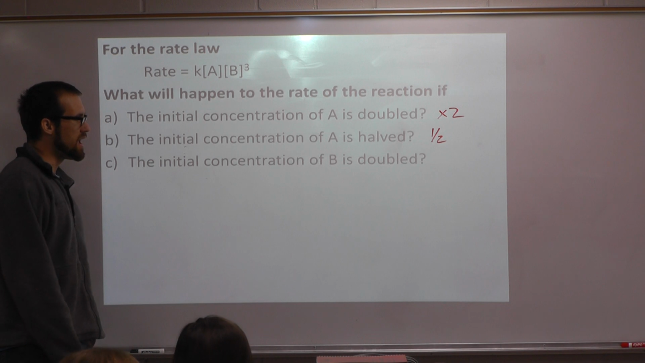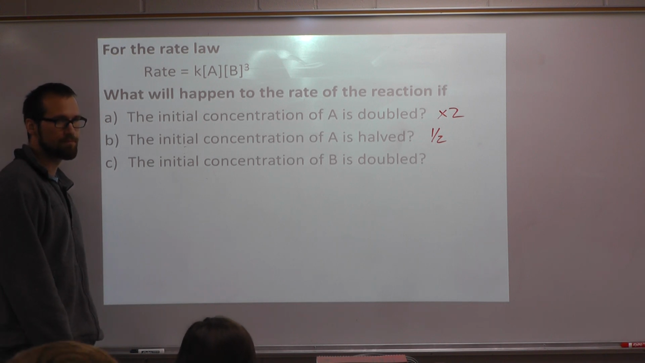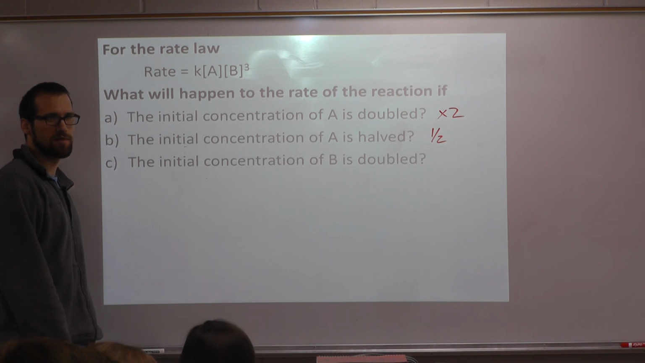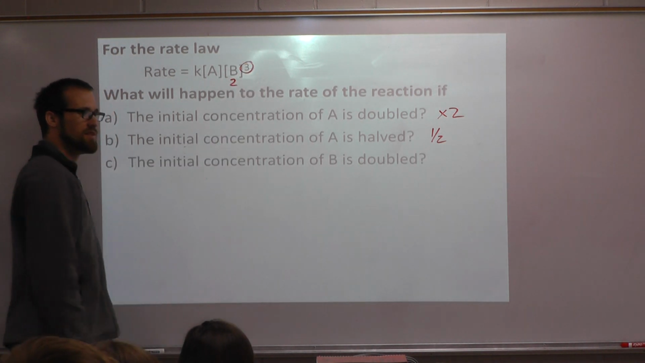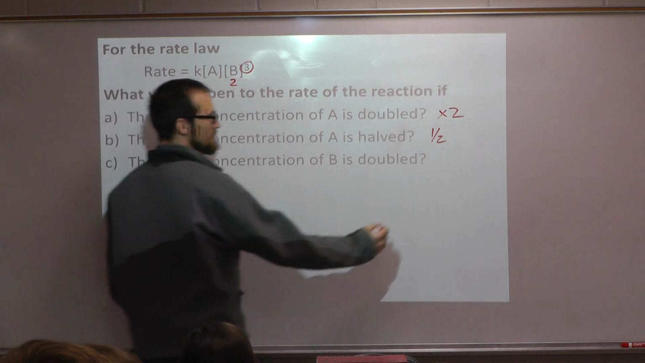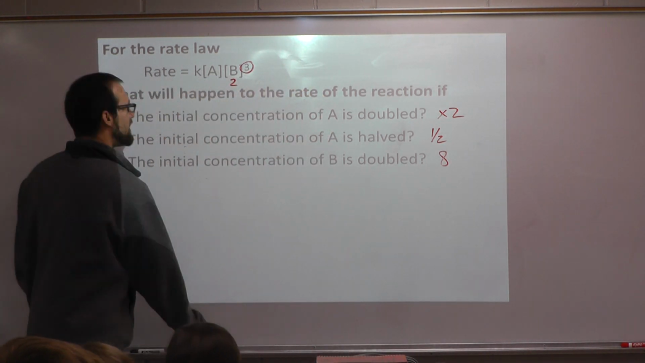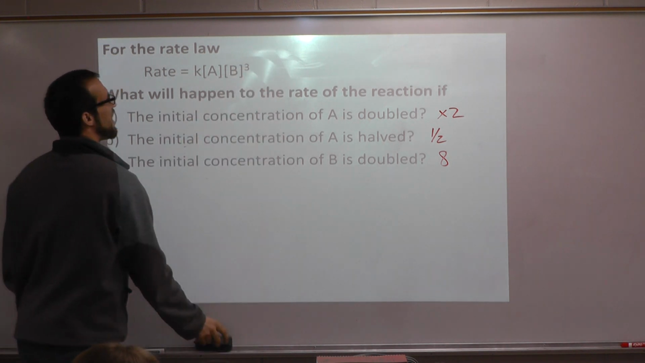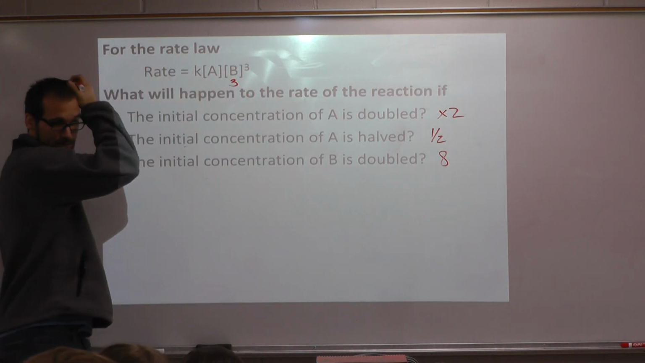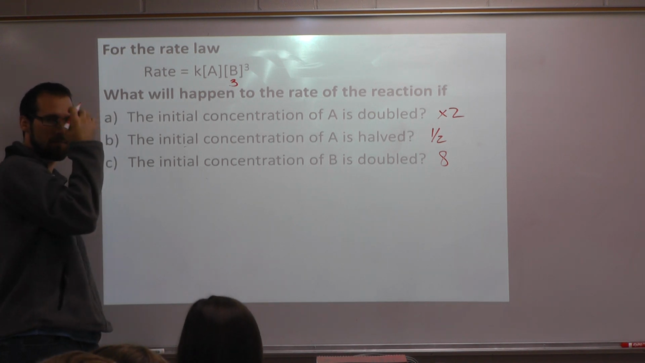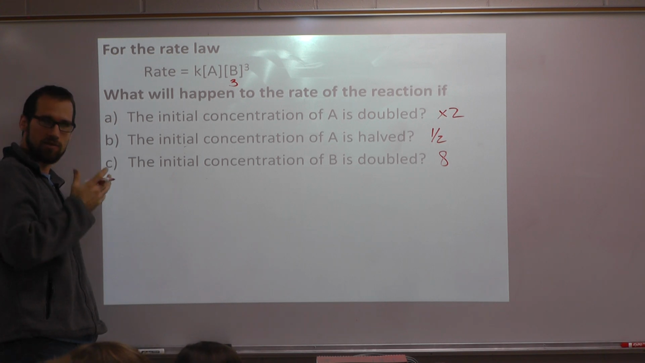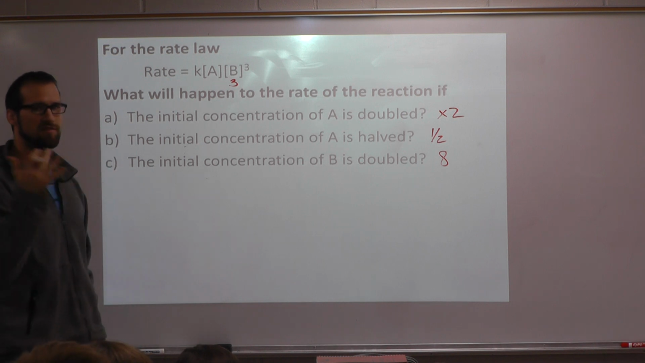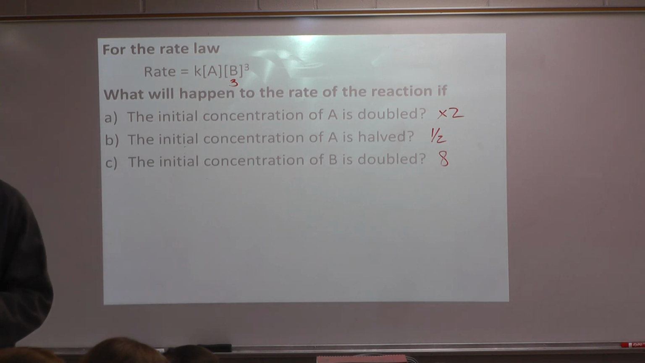What if I double B? What would it be? It'd be 8 times faster. Are you guys not seeing it? The 2 goes here, and 2 to the third power is 8. How about this one? What happens if I triple it? Then it's 3 to the third power, which is 27. So remember, the order tells us how much of an effect changing the concentration will have on the rate.